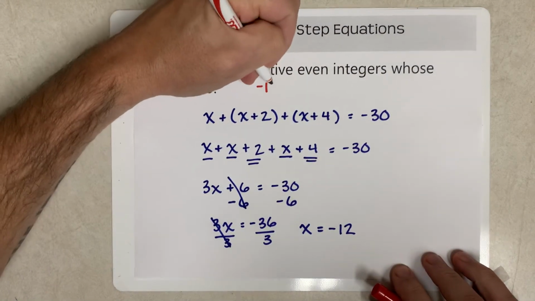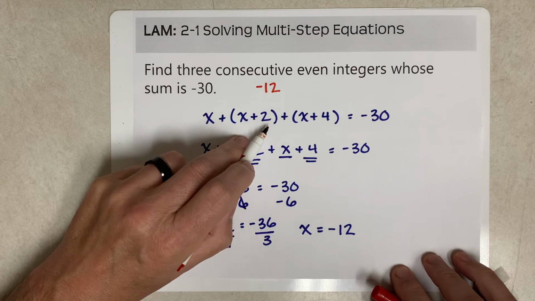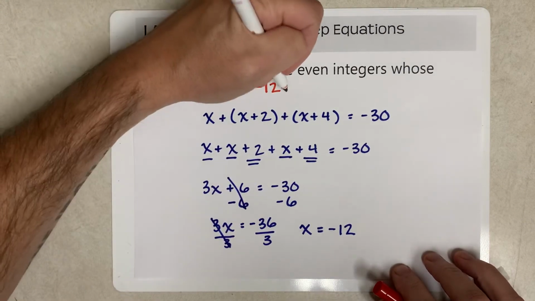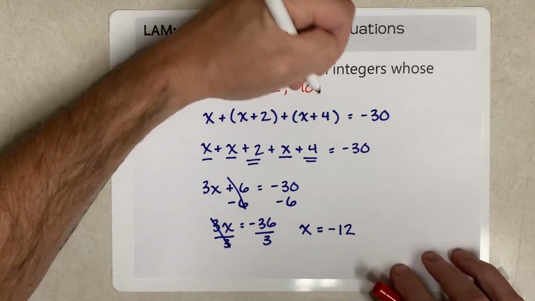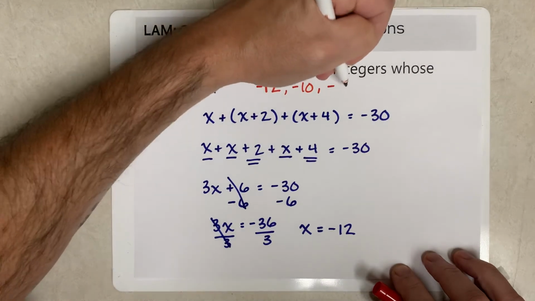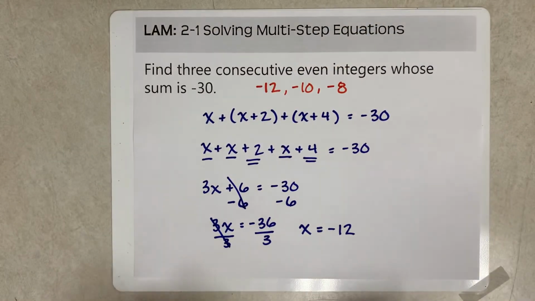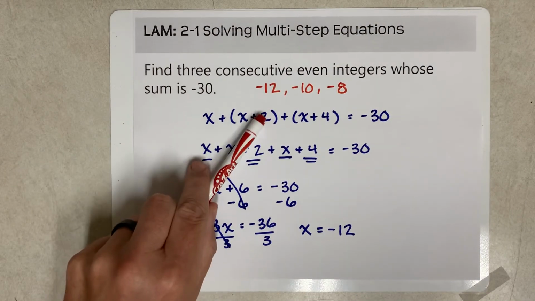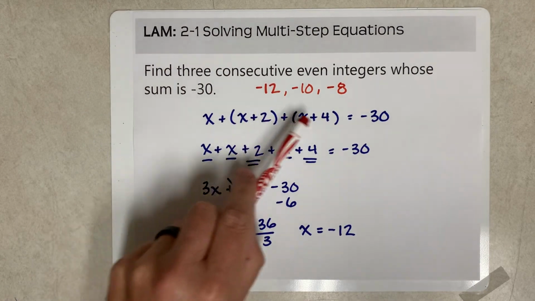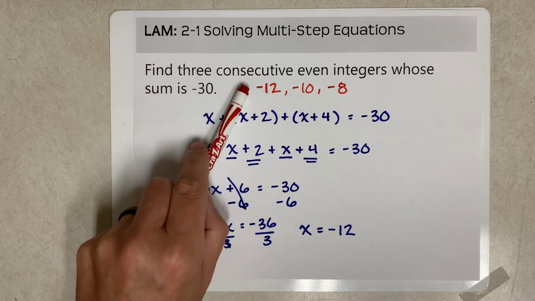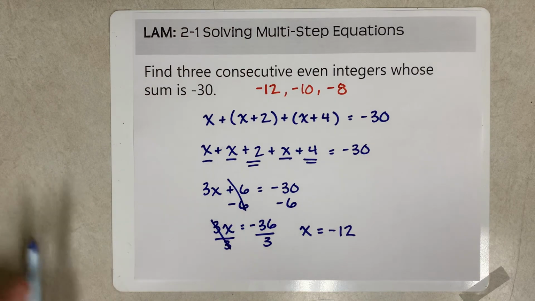Negative 12. Now if I'm adding 2 to that, that would be negative 10, wouldn't it? And if I add 2 more to that, that would be negative 8. Because I got to remember, I'm adding 2 each time. I'm not adding a negative 2 each time. If I go backwards, negative 14 and negative 16, it's probably not going to work.